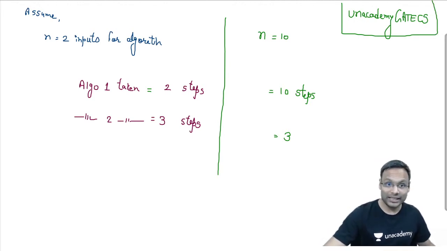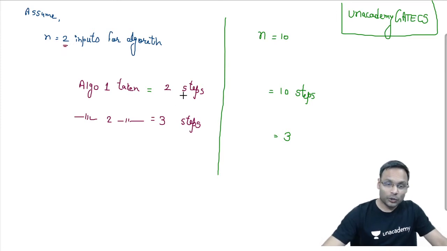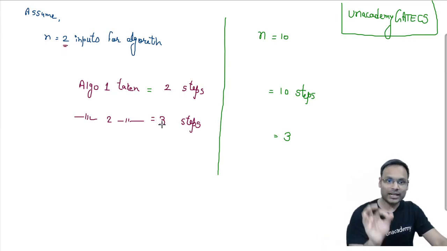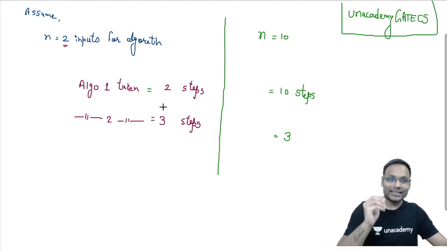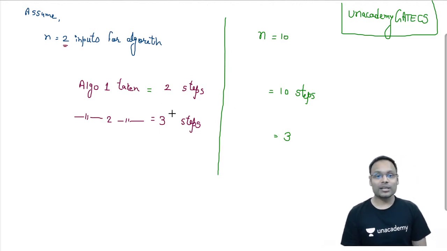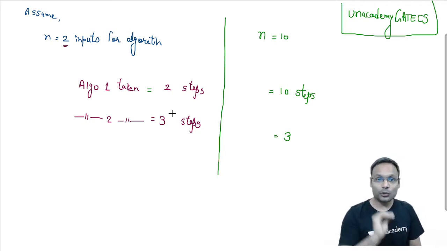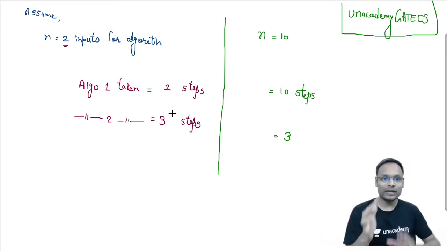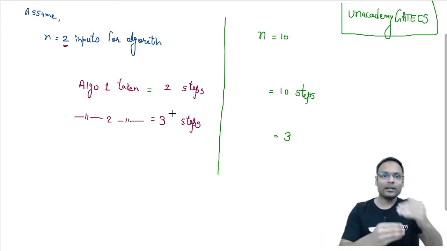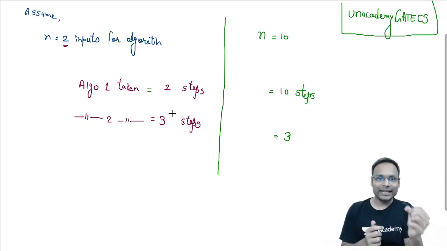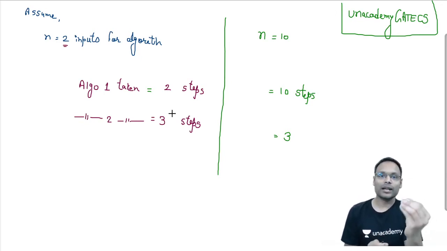Now listen, I am telling you, when n equals 2 inputs, you have one algorithm taking 2 steps and the second algorithm taking 3 steps total. In that case, you told me, sir, algorithm 1 seems to be the faster one. But when I increase the number of inputs to 10, algorithm 1 takes 10 steps, while algorithm 2 still takes 3 steps. So in that particular case, how exactly will you give your result of analysis, how many steps you are going to take if the number of inputs is equal to n.